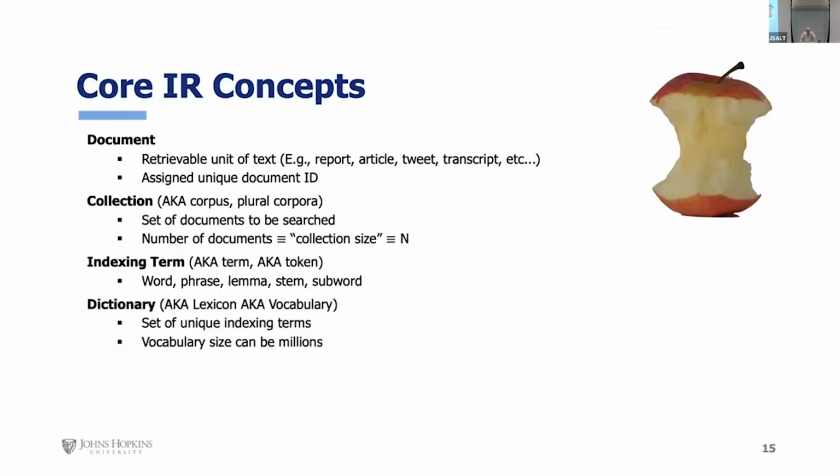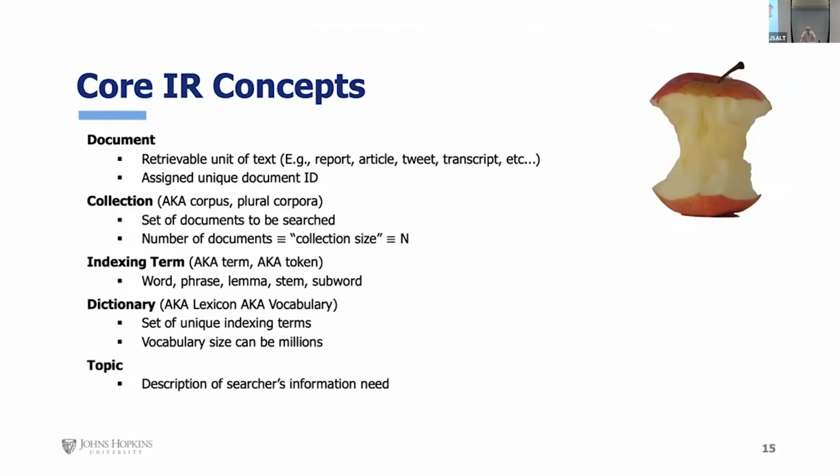Your dictionary, also called the lexicon, also called your vocabulary, is the set of word types, or rather, term types that you have. So if you're doing an English index, your dictionary is going to be a big set of English words. The number of words in your retrieval system can be in the millions. You're not going to have billions of terms, but you're going to have quite a few.